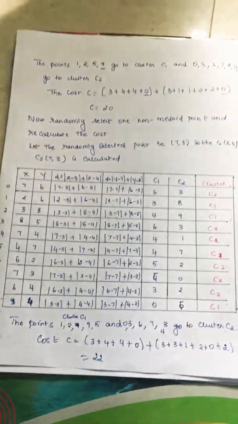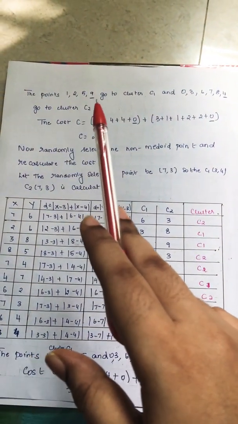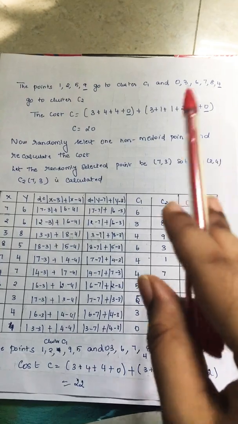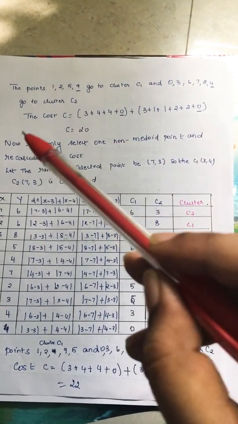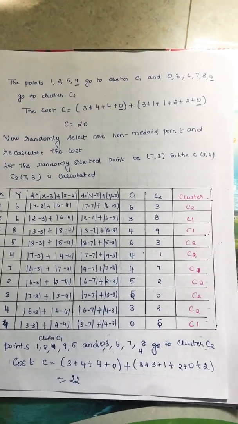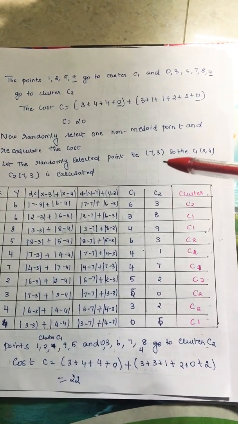The next step is to find the cost of it. From 1 to 5 and 9 find the cost, and 0 3 6 7 8 4 find the next cost, which is 20. Now randomly select the non-medoid points and recalculate the cost. So randomly I am selecting (7, 3) instead of my (7, 4).